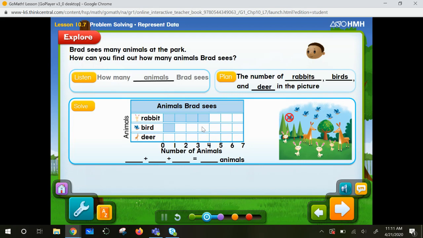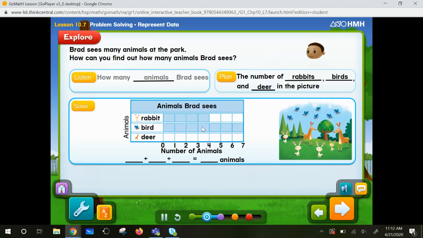1, 2, 3, 4, 5, 6, 7. There are 7 birds. 7 sections are colored on the graph because there are 7 birds.